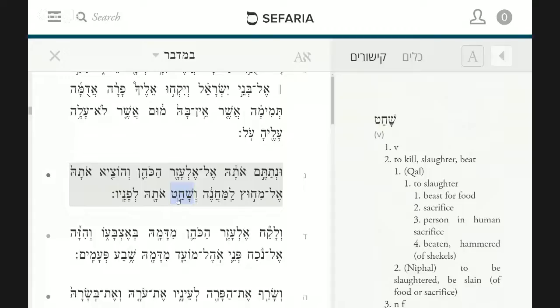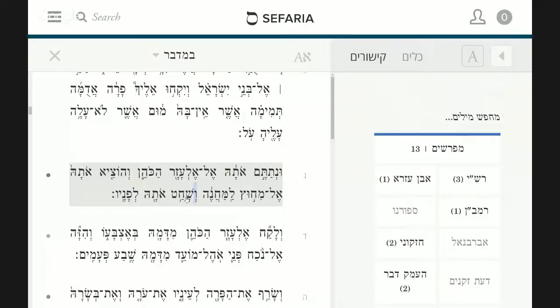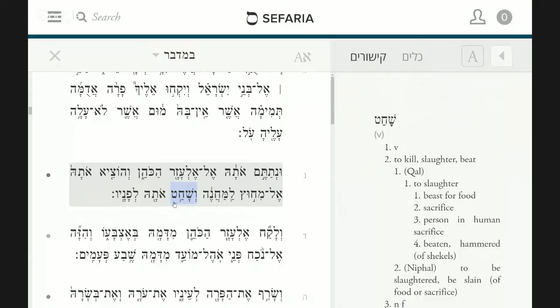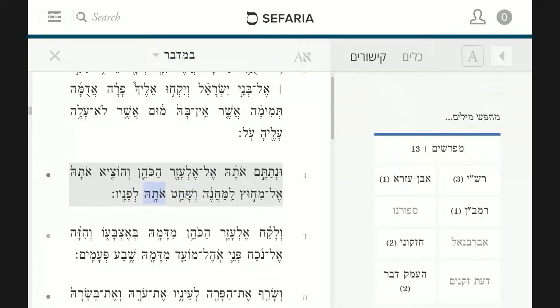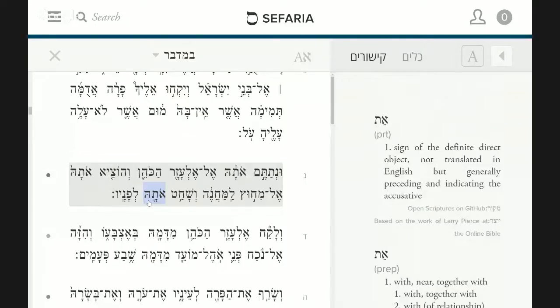But this is a verb, and it appears like it is in the perfect tense, which is like past tense. But then you've got the vav in the beginning, which is reversing it and giving it an imperfect sense. So we have vishachat, he will slaughter it, or in this case, he shall slaughter it, because we're giving instructions here. So the it is right here again, otah. We run into that now the third time in this verse.